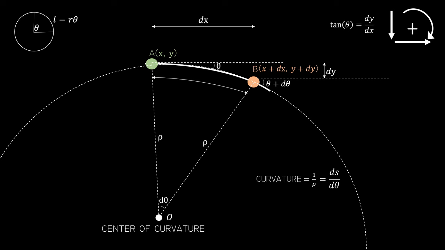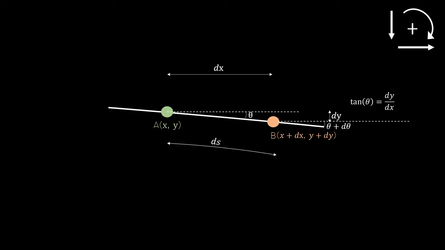Okay, I don't know how to tell you about this, but here is where we put on our engineering hats and make some assumptions. Most beams bend very little under load, so they stay relatively flat and their deflection is very small. This means that theta is very small. So we can say that dx is equal to ds. Now the curvature 1 over rho is d theta over dx.